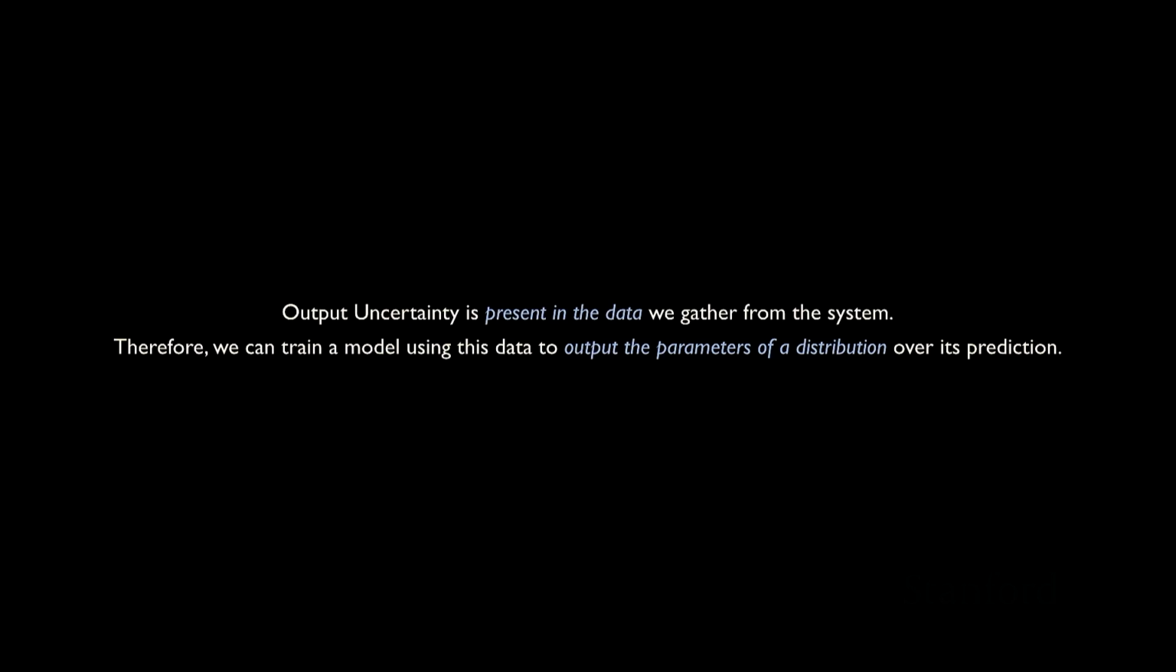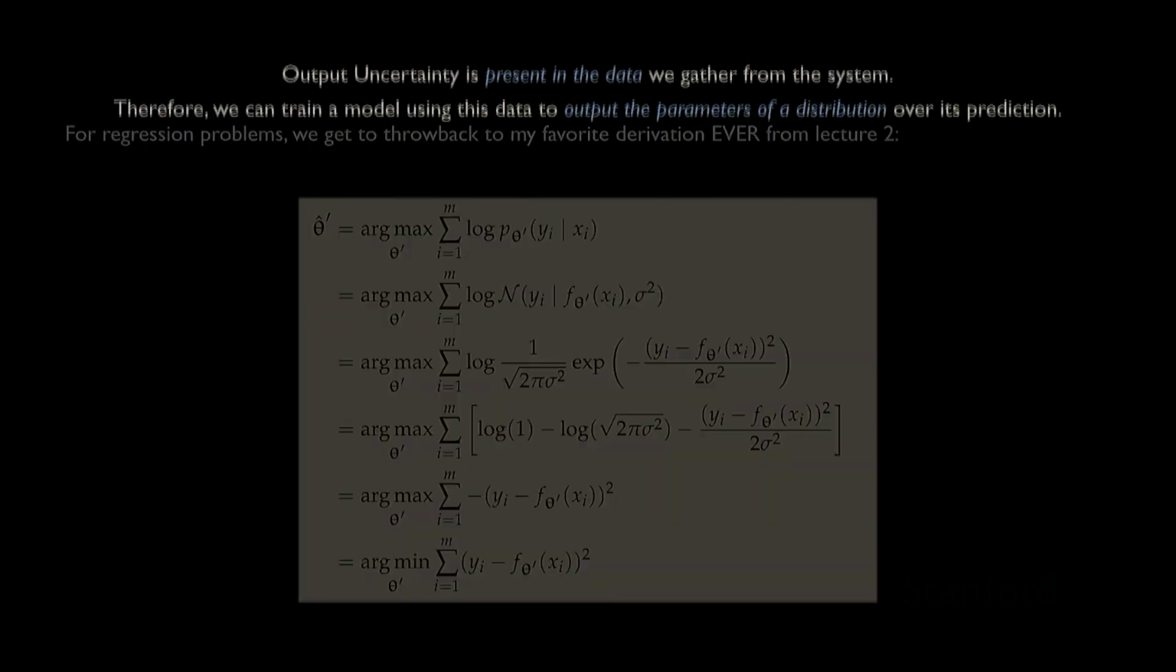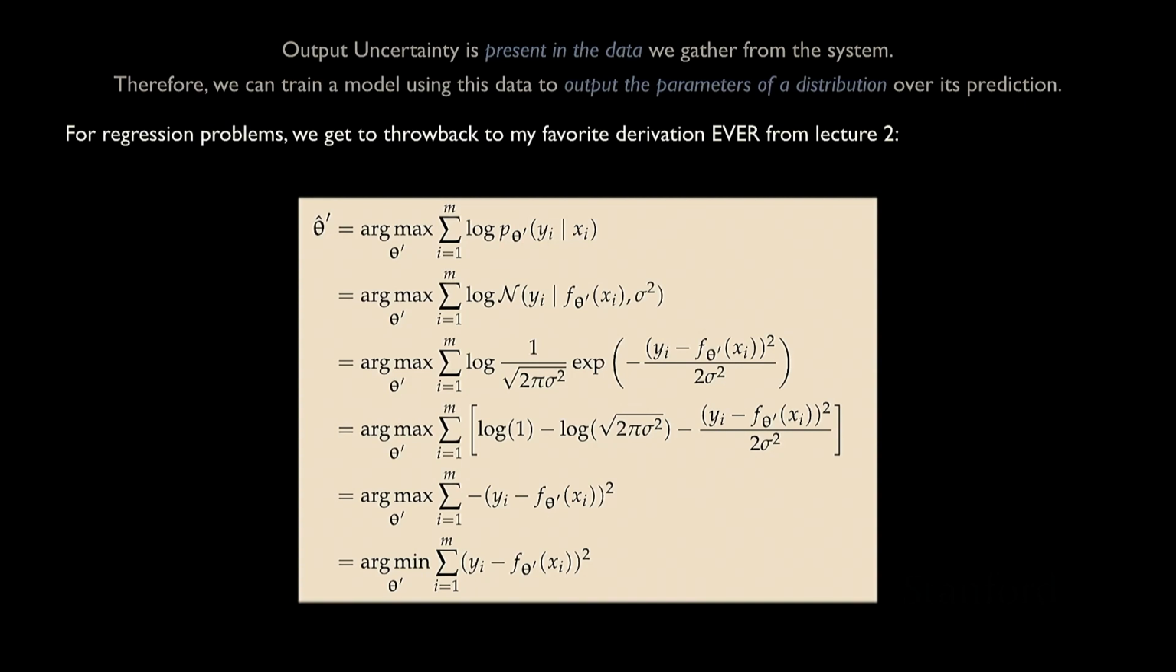We do that by training a model to output parameters of a distribution over its prediction. So we're not just going to predict the current state we're in, for example, we'll predict the current state with some variance around that state. To do this, we get to throw back to my favorite derivation ever that I showed you in lecture 2, where we derived the least squares loss function by assuming that our data was generated by applying some function to our input and then applying some Gaussian noise to it. If you remember, we plugged this all in and maximized the log likelihood of the data, and we saw that that was equivalent to the least squares loss function.